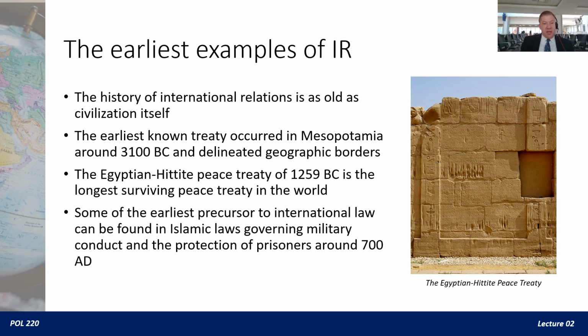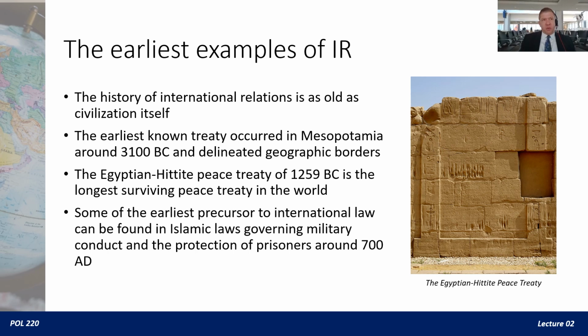We see the Egyptian-Hittite peace treaty of 1259 BC. Actually, it still exists. It was written onto a wall. They took a similar approach to my kids when they were toddlers of just writing important stuff on the wall. And this is the longest surviving peace treaty that we know about in the world. So some pretty cool history here.